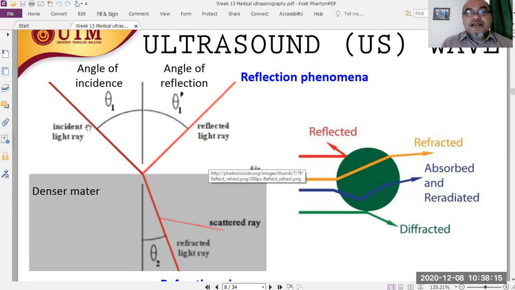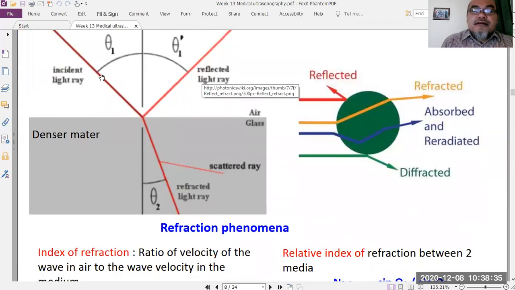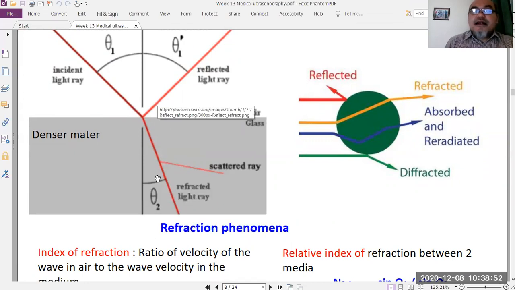So for example, this is an incident light ray. It has an angle of incidence theta 1. Some of it will be reflected, which is called the reflection phenomenon, which will have an angle of reflection theta 1 prime, which should be the same as theta 1. Some of that light will be refracted. This refracted light ray follows Snell's law for refraction, with an angle of theta 2 from the normal. The normal is a line perpendicular to the interface between the two media.